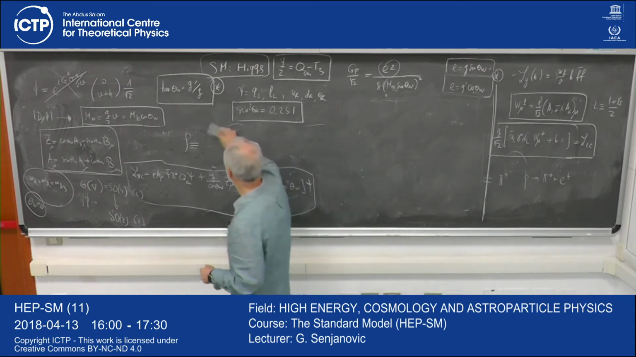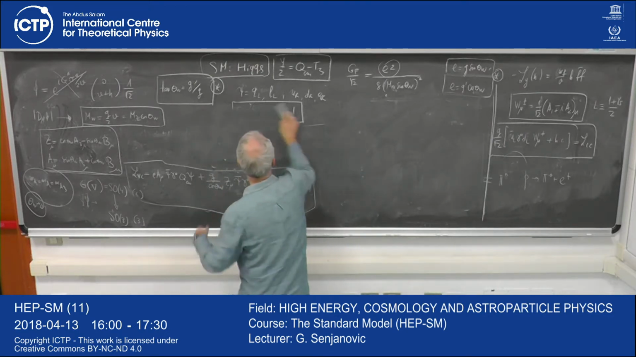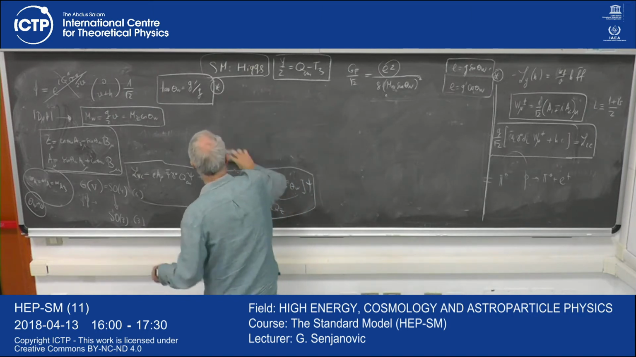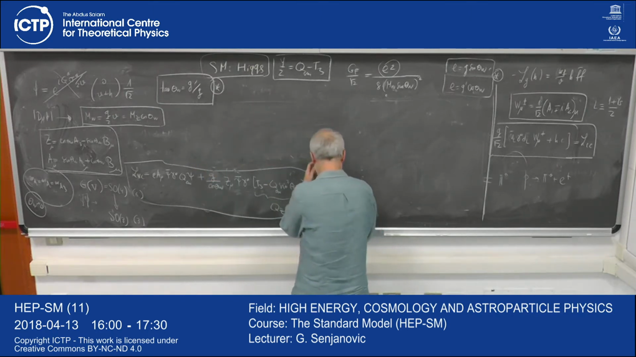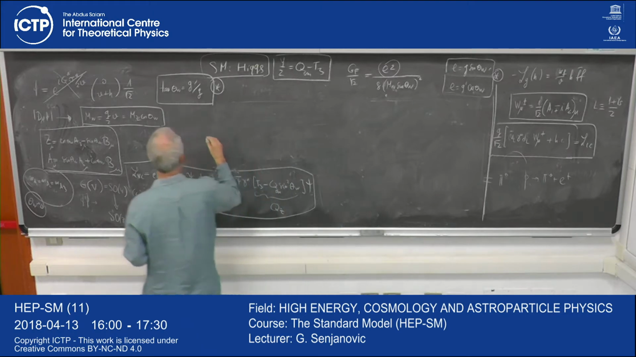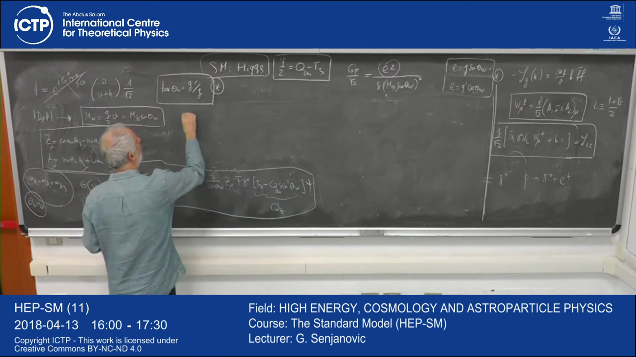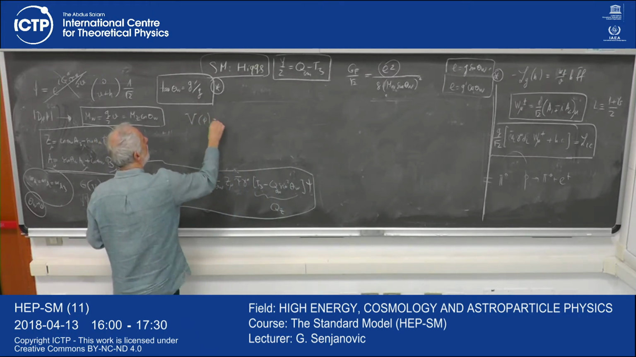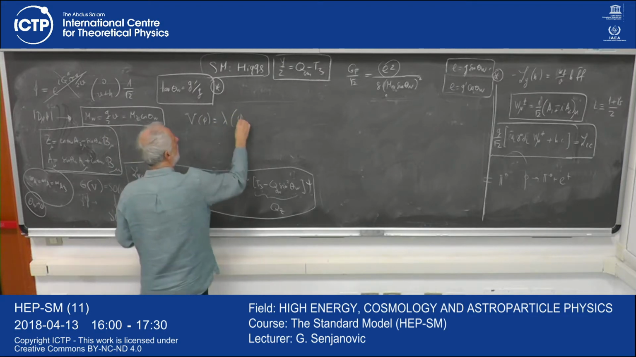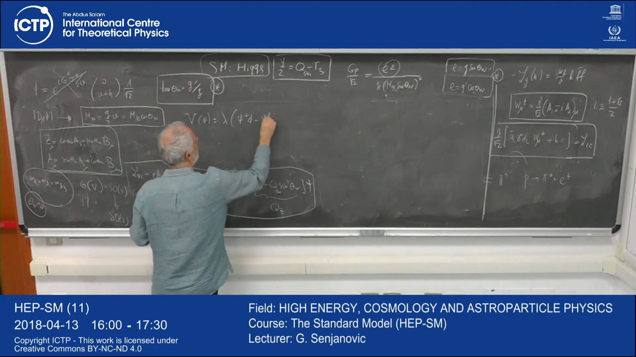Anyway, let's say a few words. I already told you how you would look at the departures from the symmetry. But what is this symmetry, the custodial symmetry? Once again, we have a potential, which is lambda times phi dagger phi minus v squared over 2, squared.